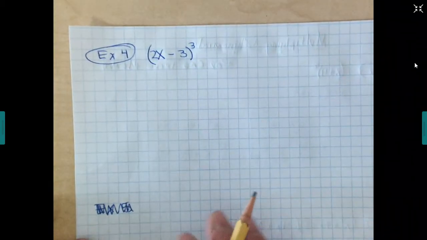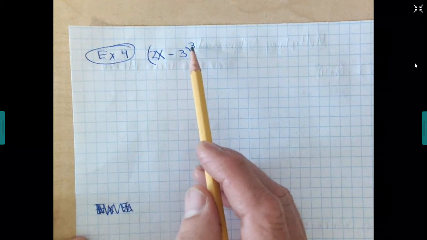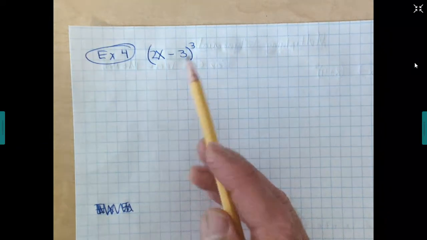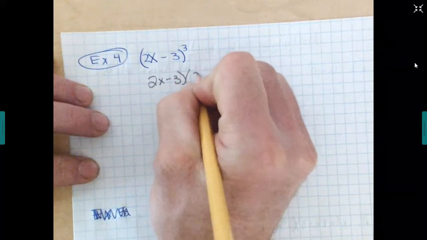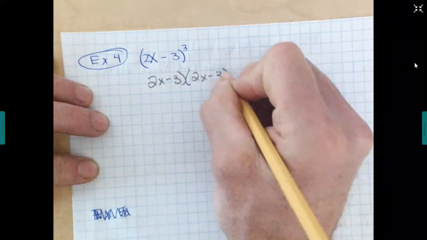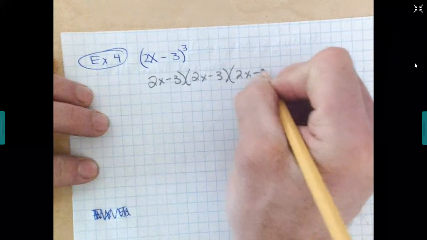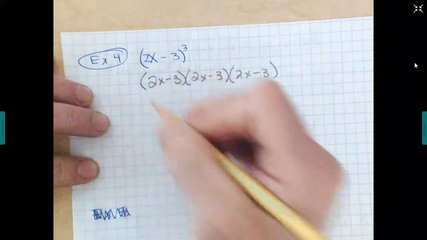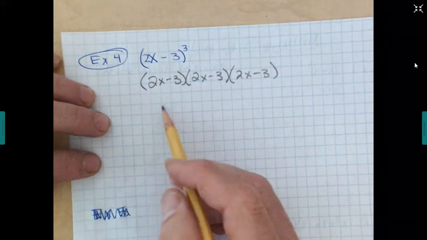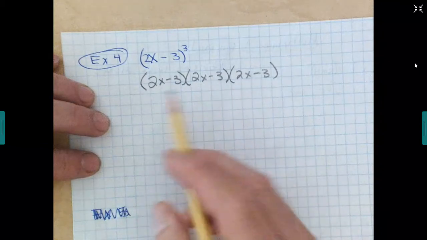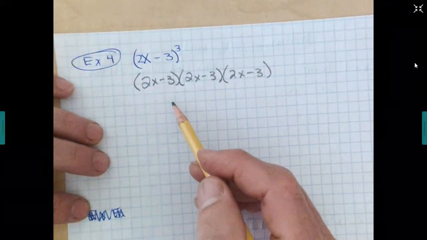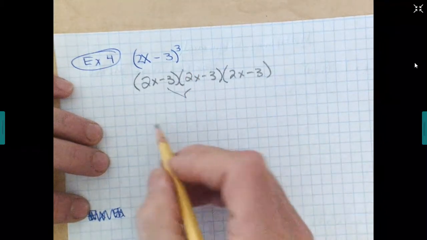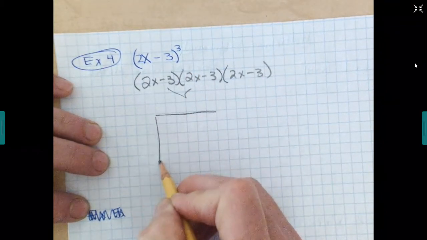All right, let's take one more example. What if I have 2x minus 3 cubed? Well, first let's write it out: 2x minus 3 times 2x minus 3 times 2x minus 3. So that's what it is. It is 2x times 2x times 2x. It's 2x multiplied 3 times. That's cubed, right?